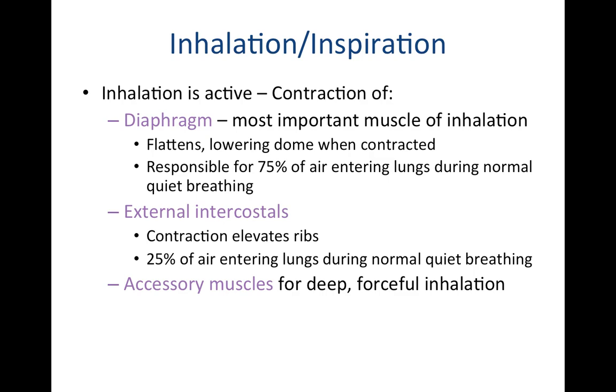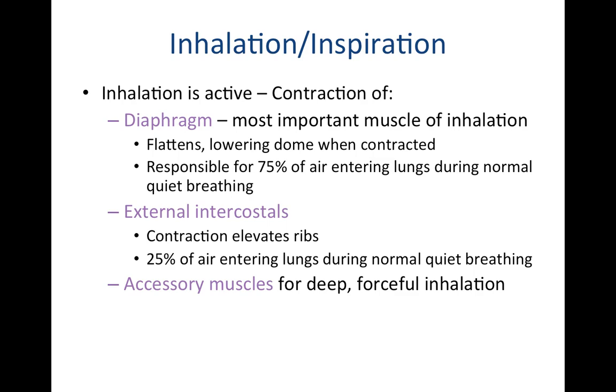Your external intercostals are also important, and they're responsible for the rest of the air entering your lungs. As you contract your external intercostals, which are located along your ribs, their contraction elevates the ribs, bringing your rib cage outward. And so you have your diaphragm that kind of flattens out and pushes down, your external intercostals that bring your rib cage out. And so this is how you increase the volume inside your lungs. Now these are the only 2 muscles that you're going to use when you're just breathing quietly at rest.